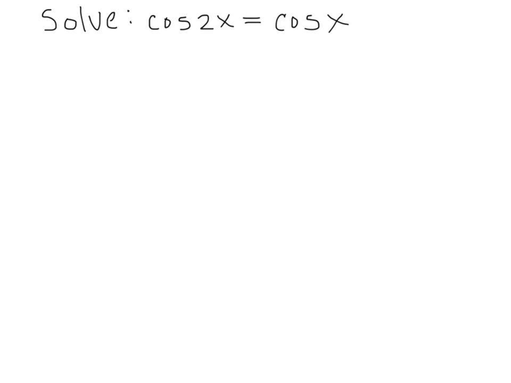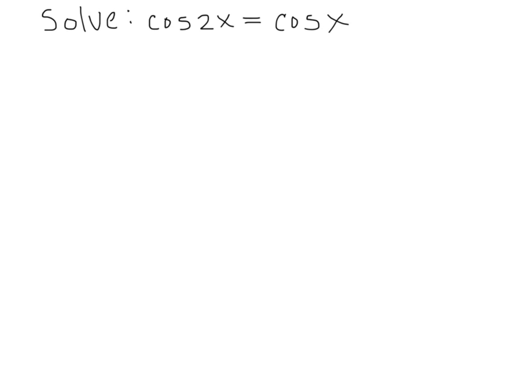In this example, we again want to solve for x. If you look at the left-hand side, you notice you have a double angle, cosine 2x. There are 3 possible substitutions for cosine of 2x. You need to determine which one should be used here.